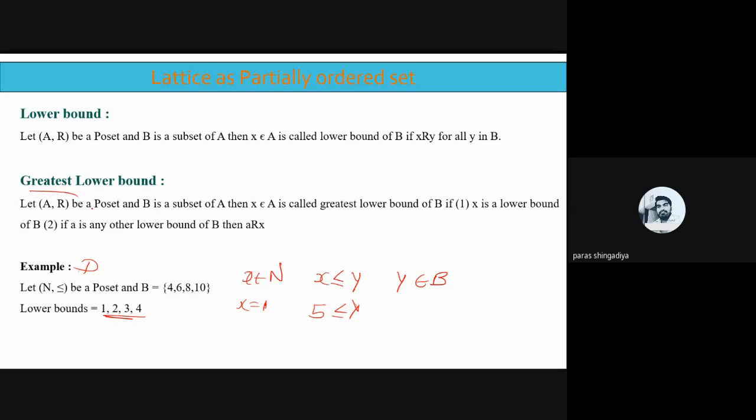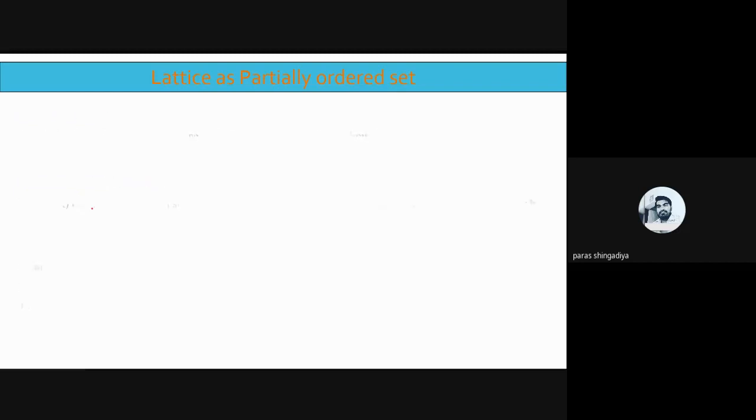So use this answer and find out which value is the greatest in this set of lower bounds. Here 4 is the greatest value in comparison to 1, 2 and 3. So 4 is known as the GLB. First we identify the lower bounds and find out which value is the greatest among them. So 4 is the greatest value, and we can say that 4 is called the greatest lower bound. These definitions we already discussed in the last lab.